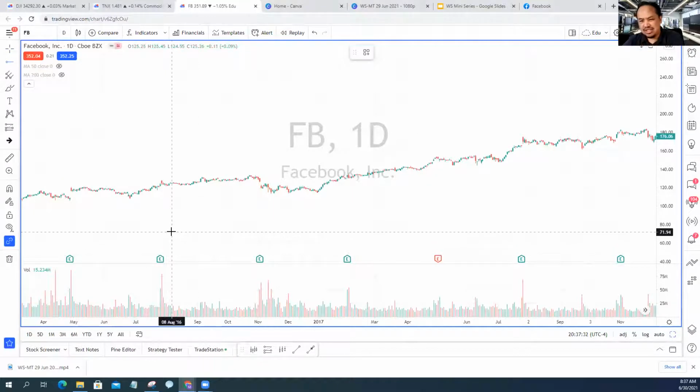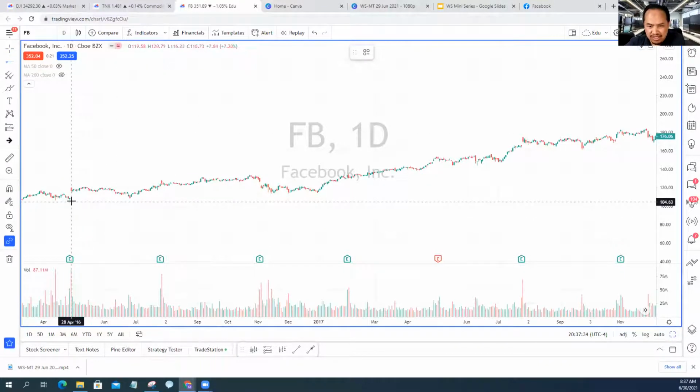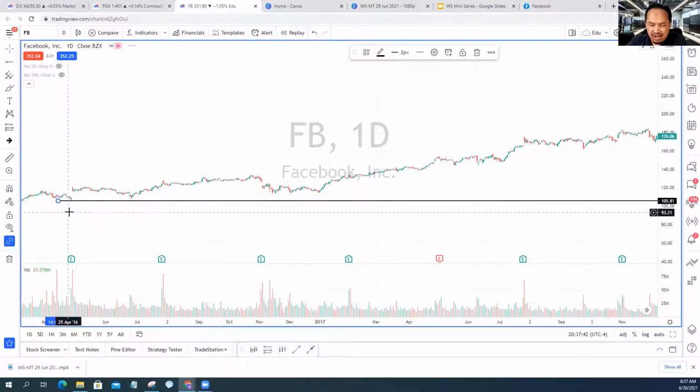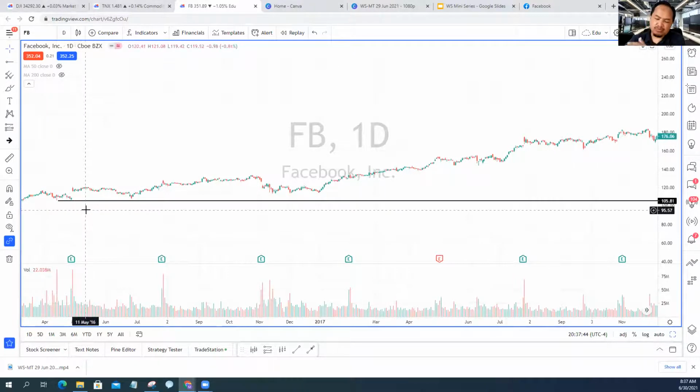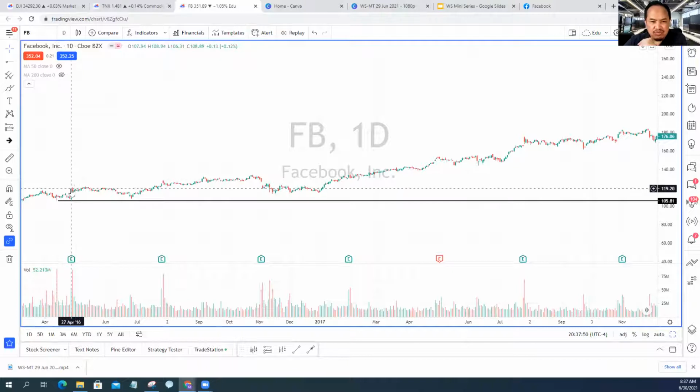As we can see here on Facebook, as of April 2016, the support is being created here. Now, how do we identify the support? Support is a place where the price will not go much further down. It won't go much further downward. That is where the support is usually created.